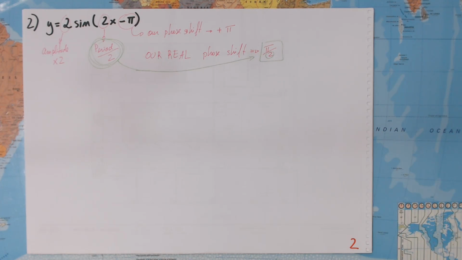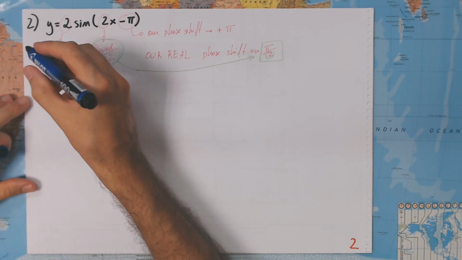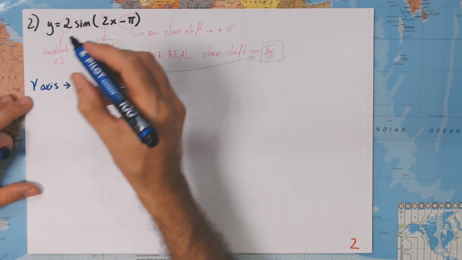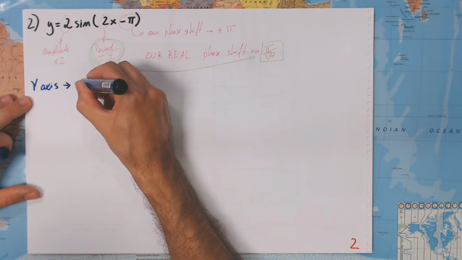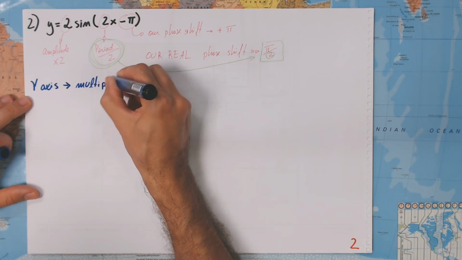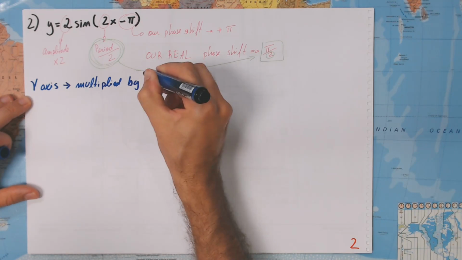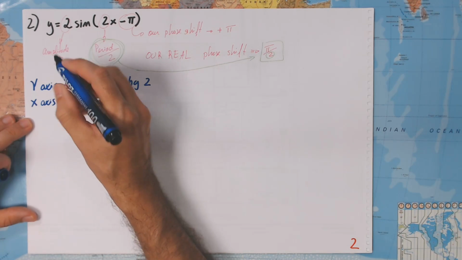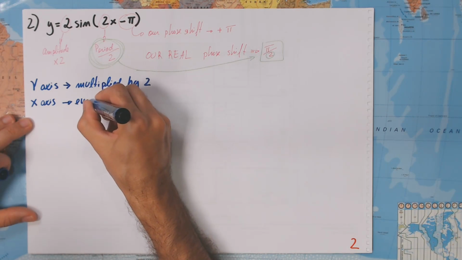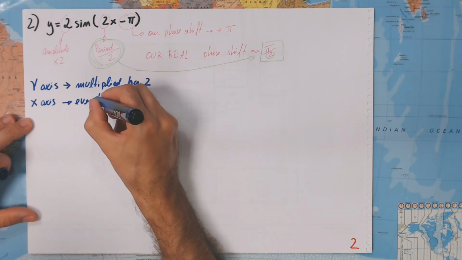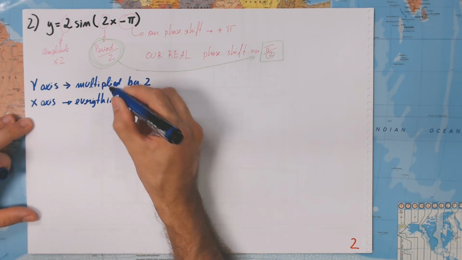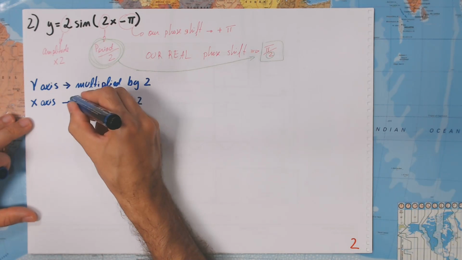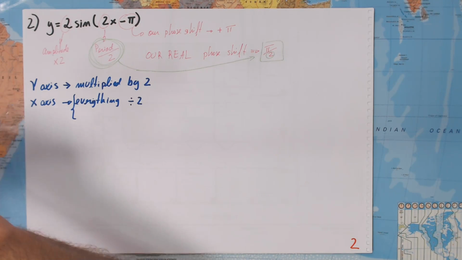Now, for this reason, let me just write here. On the y-axis, what are we going to have? Everything is going to be multiplied by 2, okay? And on the x-axis, what's going to happen? Everything is going to be divided by 2. And when I say everything, I actually mean everything, okay?